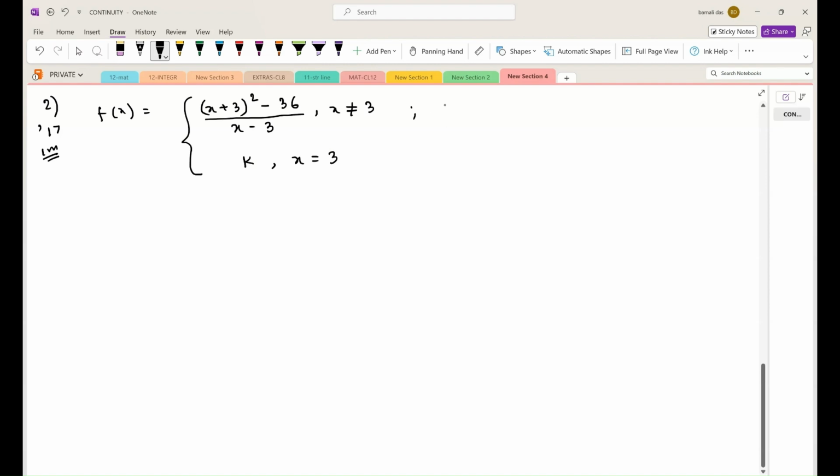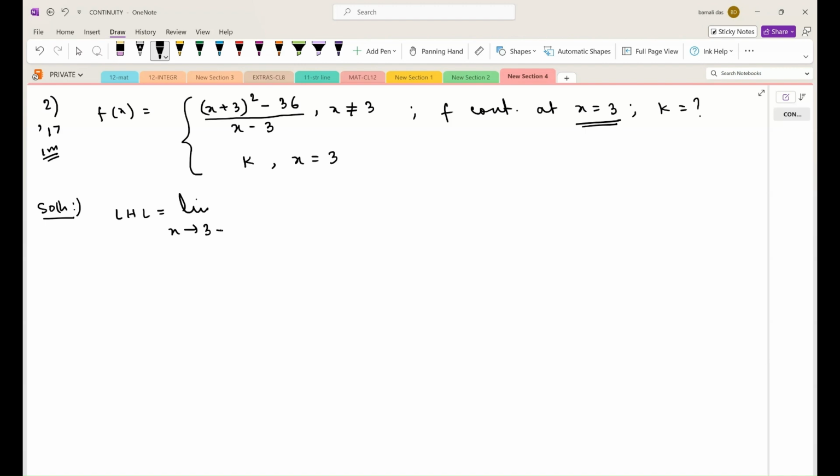Also, it is given that f is continuous at x equal to 3. So you have to find the value of k. So exactly similar to sum number 1. So now I'm not going through so many steps, directly calculating left hand limit. So limit x approaches, because the point here is 3, so x approaches 3 from the left. Now x approaches 3 from the left means x is always less than 3.